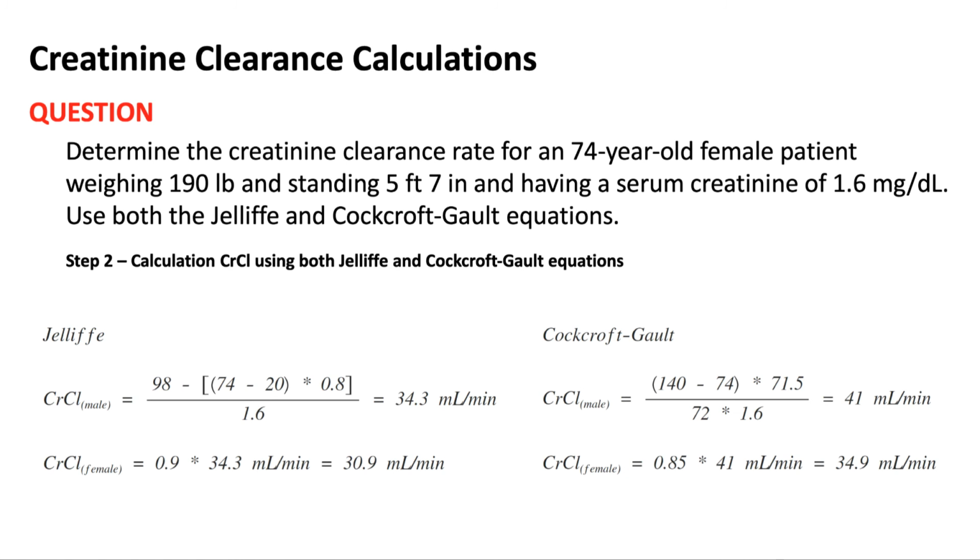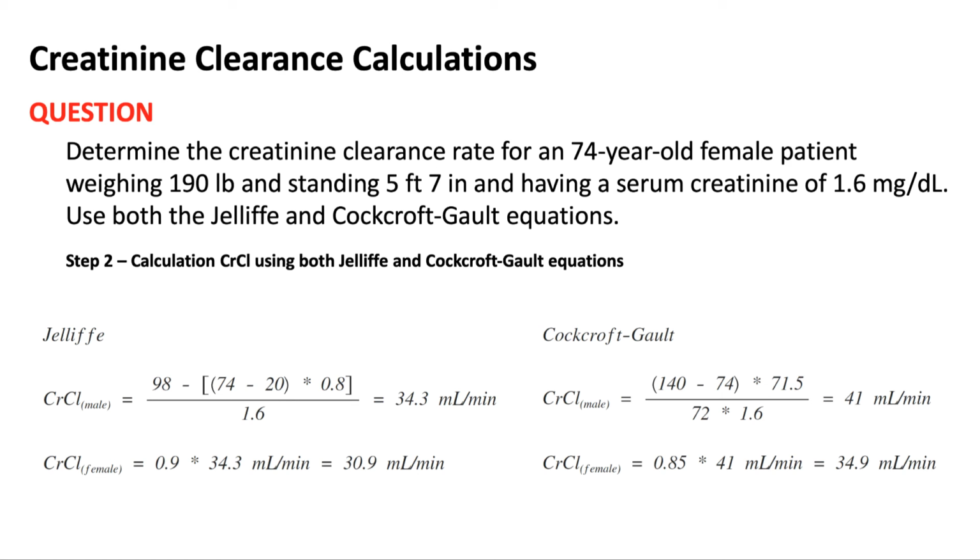Okay? Now, let's do the same thing, but using the different formula. Use the Cockcroft-Gault formula. So we'd use 140 minus their age, which was 74, times, and remember we chose to use their adjusted body weight because she was more than 125% over her ideal.